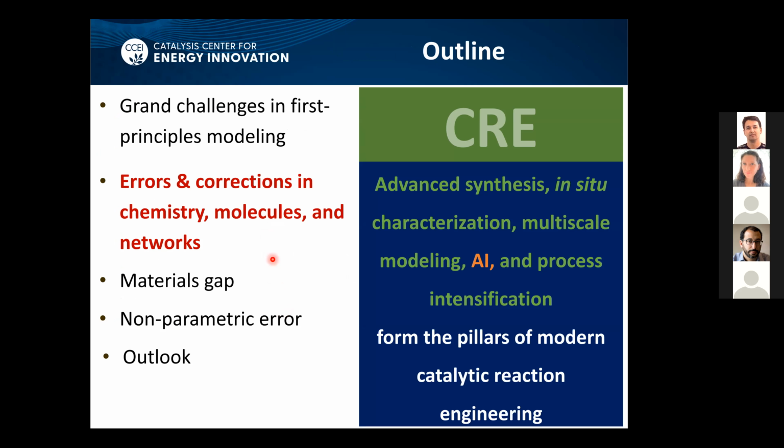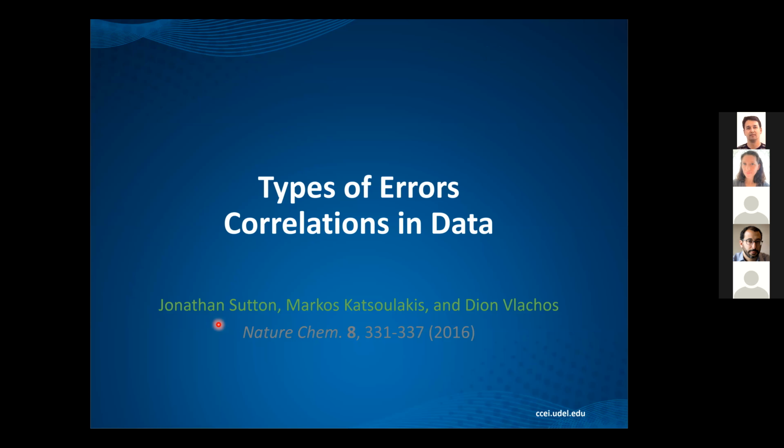So what I'll do in the next few minutes is to give you some examples of how we address some of these problems. And I have, as I told you, 3 topics here I picked for discussion. So let's look a bit into the errors, what kind of errors we have and how we can correct errors. Okay. So this work actually was done by Jonathan Sutton with my math collaborator, Marcos Katsoulakis at UMass.